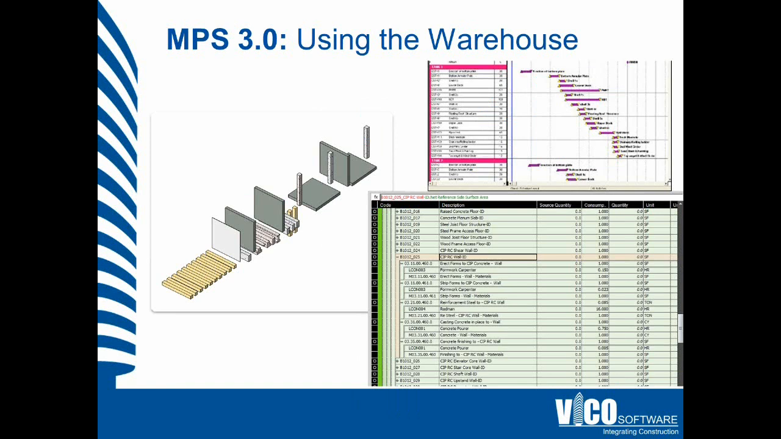MPS 3.0 means working with those primitives, so describing the requirements for each of the elements, but also using a warehouse. And a warehouse is really a repository of your building elements for the model that you're going to use, for the estimate that you're going to put together, and for the scheduled tasks. Now, the 5D data pack is a warehouse for all of your projects.